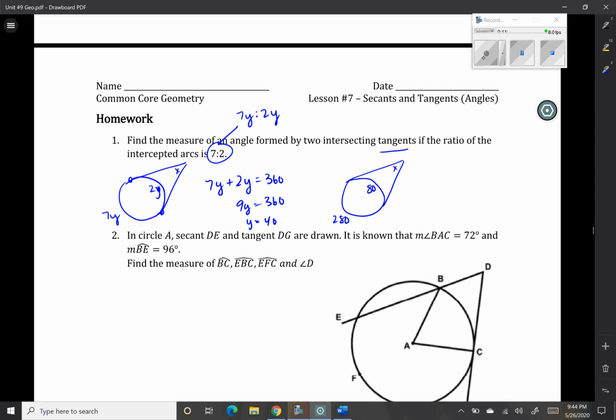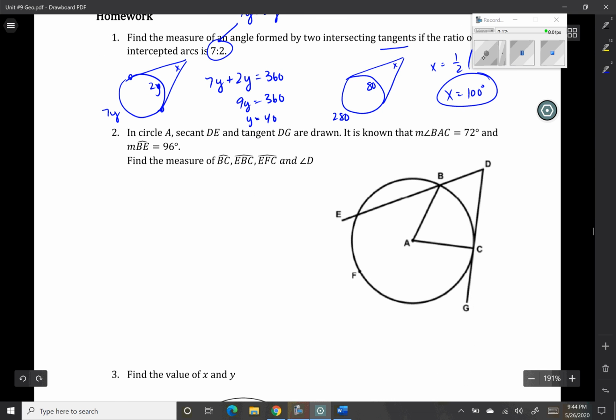How would I find that angle? I'd say that angle is equal to half of the two arcs subtracted. So I'd say that angle is 100 degrees. Ratios is nothing that we did in the lesson, but it's something we've been doing the whole school year, so we should be able to do that.